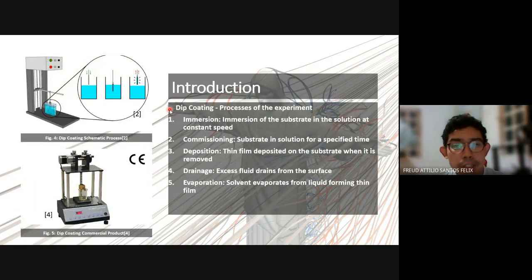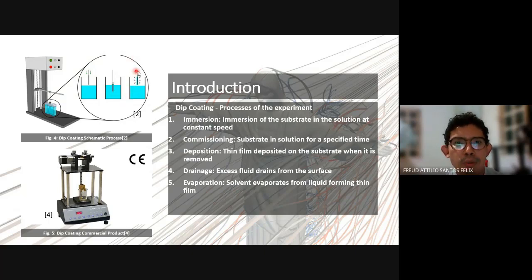Let's go deeper into the dip coating process. We have 5 stages. The first is immersion, where the substrate is immersed in the solution at a constant speed. Next, we have the permanence: the substrate stays in the solution for a specific time set by the operator. Next is the deposition: the thin film is deposited on the substrate when it's removed.